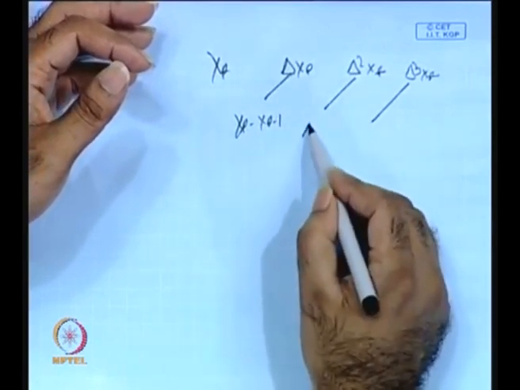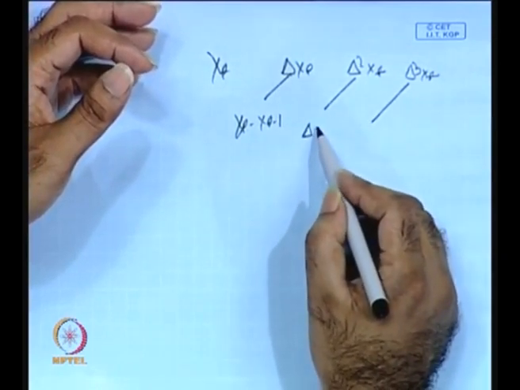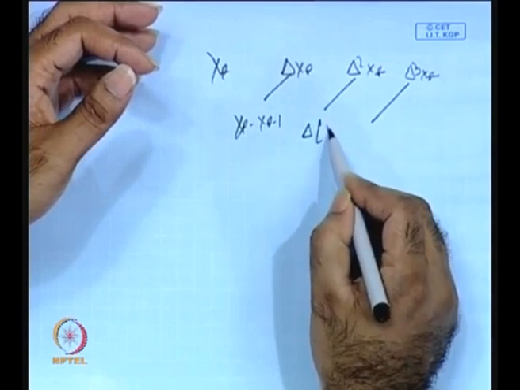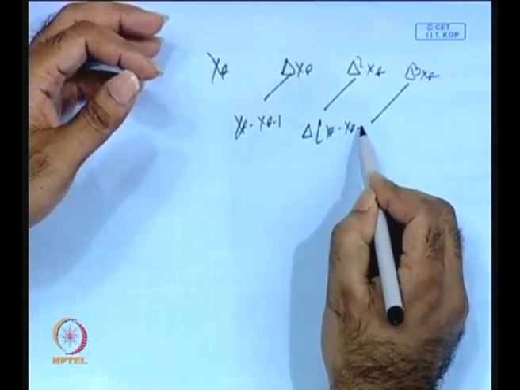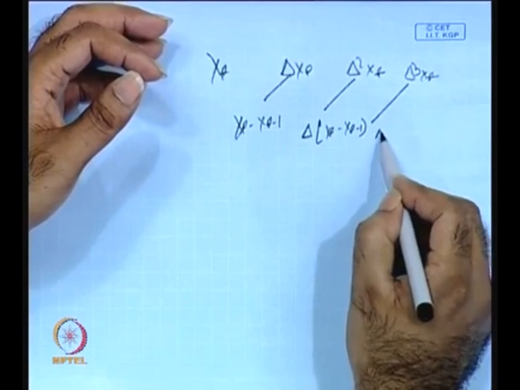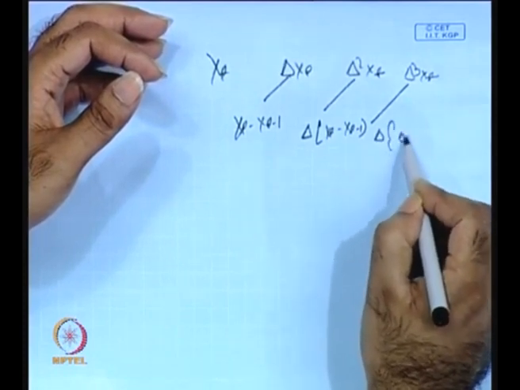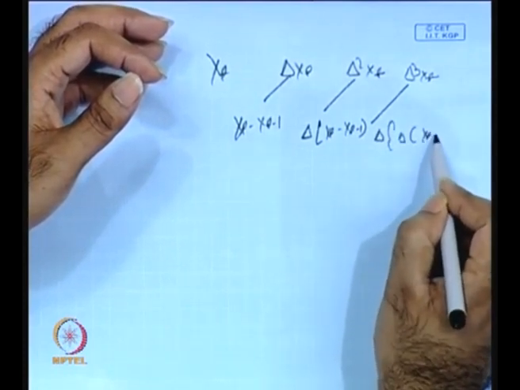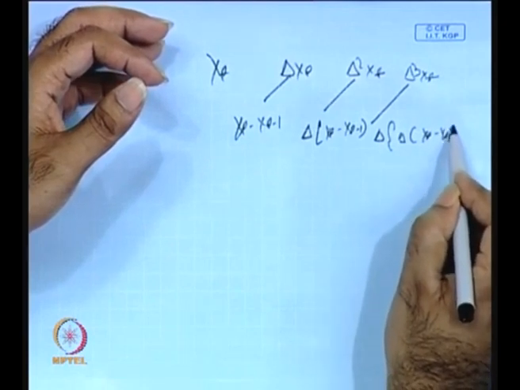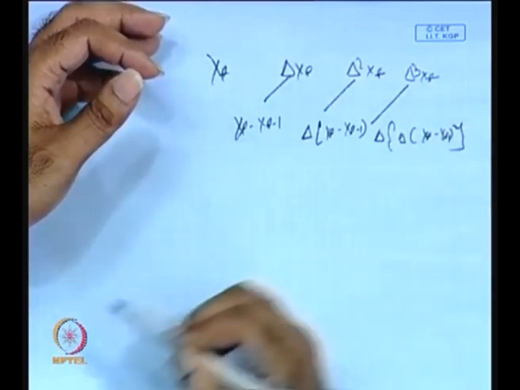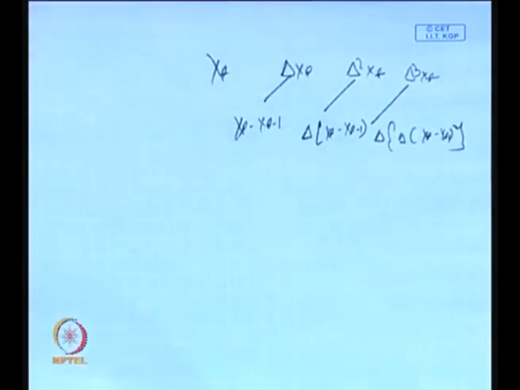Delta square x_t means delta upon again x_t minus x_{t-1}. Similarly, delta cube means delta upon again x_t minus x_{t-1}. This is how we have to proceed further till you get stationarity.